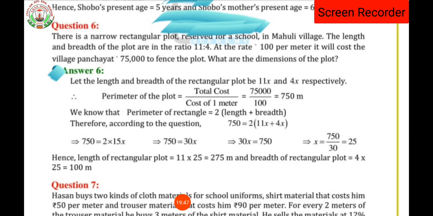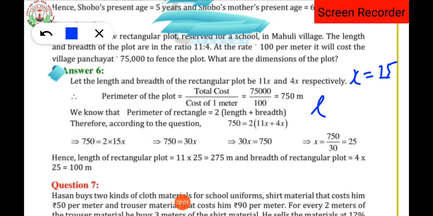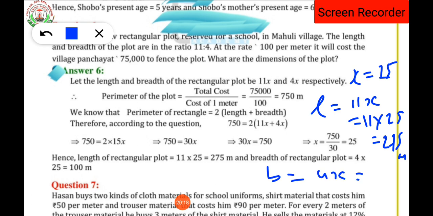X is the dimension, not length. Okay, so here the value of x we got is 25. Now what is the length we are having? That is 11x, isn't it? So here 11 into 25 will become 275 meter. In the same way, breadth is 4x. So 4 into 25 will become 100 meter. So here we had completed the solution.